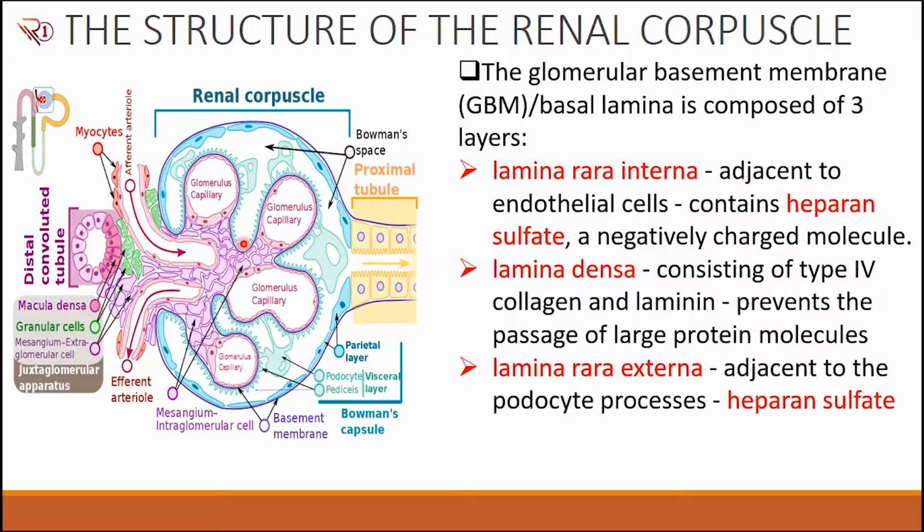Then we have the middle layer. Unfortunately, they are not shown over here in this diagram. The middle layer consists of type 4 collagen fibers and laminin. They prevent the passage of large protein molecules. Then we have the lamina rara externa, which is adjacent to the podocyte processes, also contains heparan sulfate. So together it makes this membrane a negatively charged membrane.